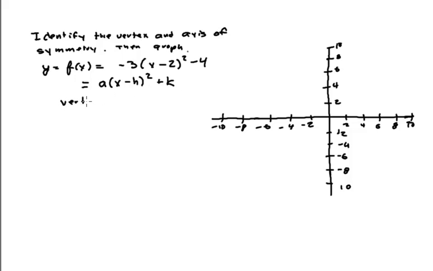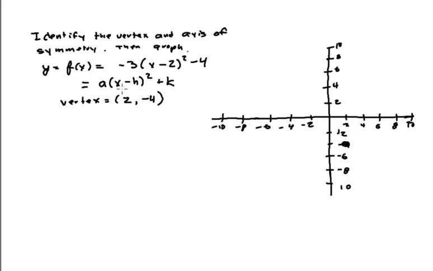h and k give you the coordinates of your vertex. So our vertex is 2. Notice this was a minus 2 and our x-coordinate here is a positive 2. And the y-coordinate is negative 4, and that comes from that. So our vertex is the point (2, -4). So I find the point (2, -4), and that's going to be our vertex.